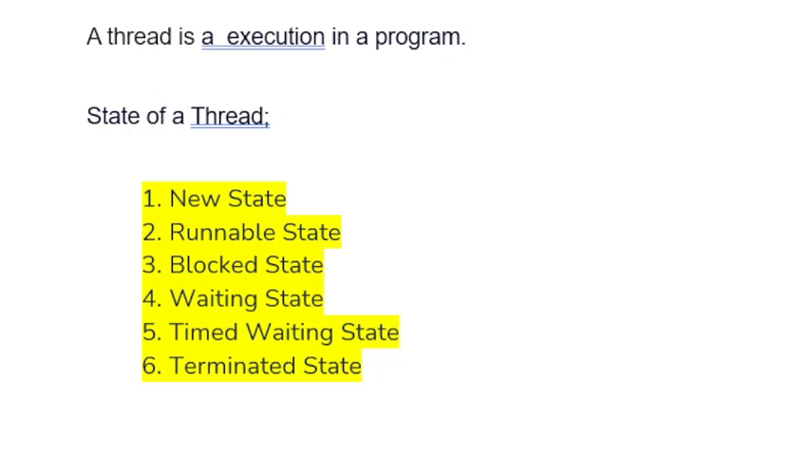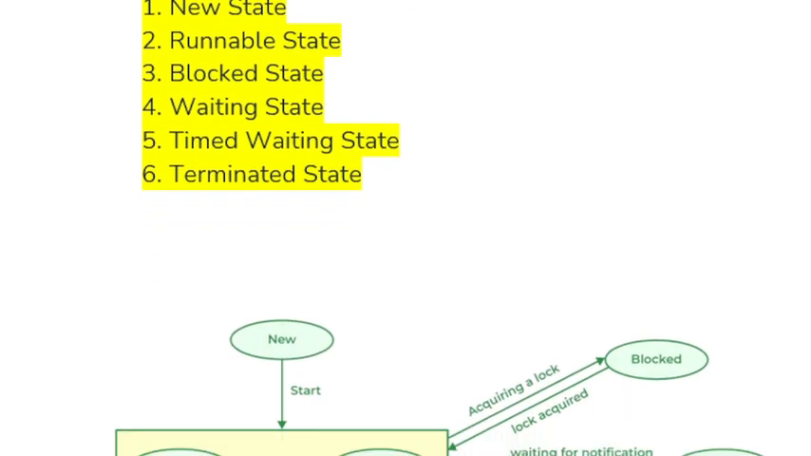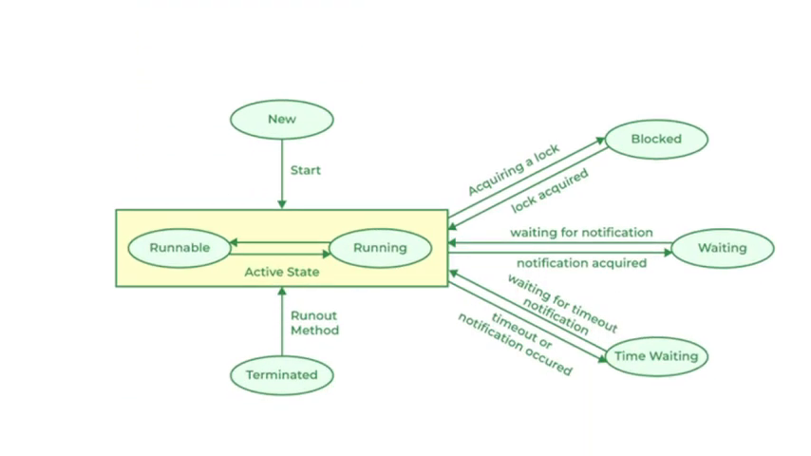Sometimes a thread must be terminated because of some exception. It may be blocked because a resource is not available, or you are not getting the lock on the resource. So this is the diagram. You can see the execution diagram here.